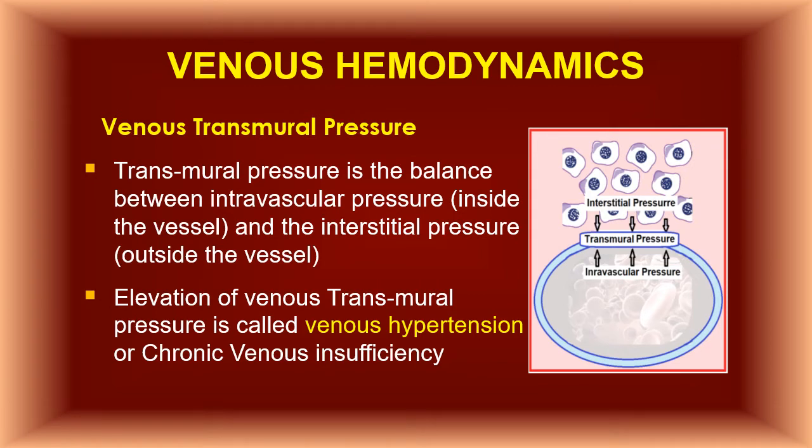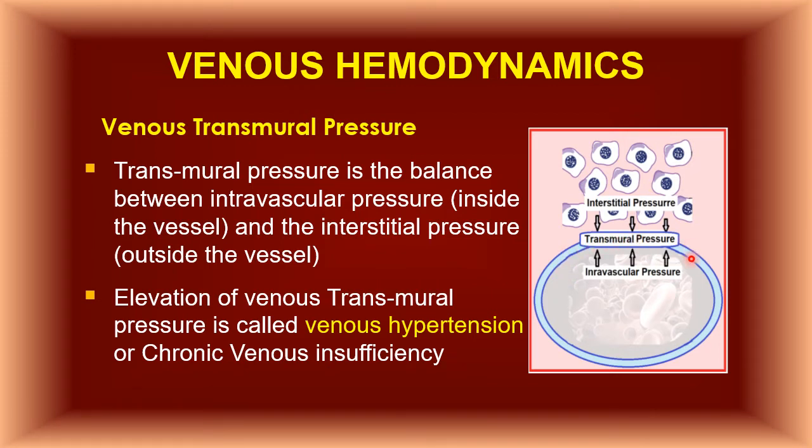To discuss the pressure, we need to know something called the transmural pressure. What is this transmural pressure? If I say that this is a vein and we have blood inside, and there are the interstitial tissues around the vein, there are pressures inside and outside. The pressure inside is the intravascular or intraluminal pressure. Outside, this is the interstitial pressure. So we have 2 pressures that are acting on each other, and in between we have the transmural pressure.